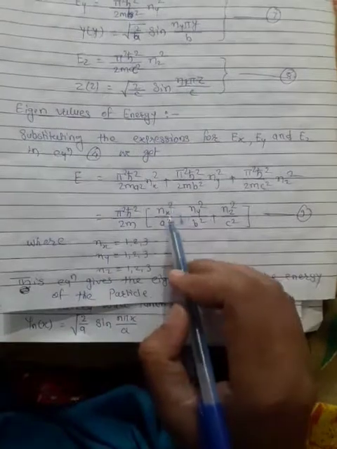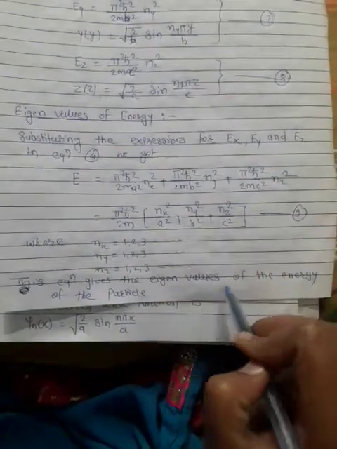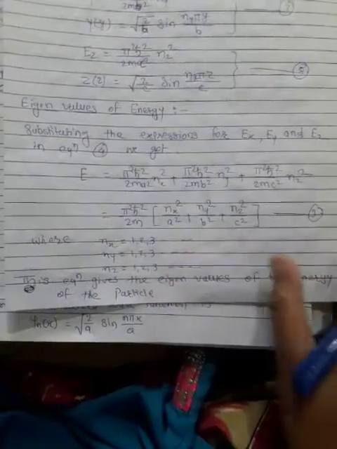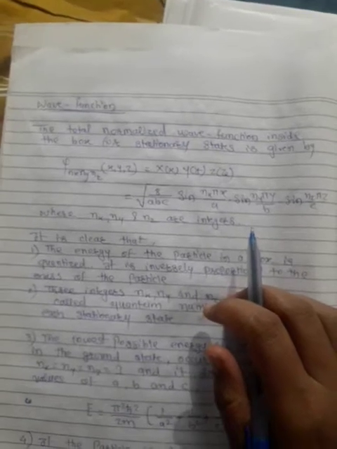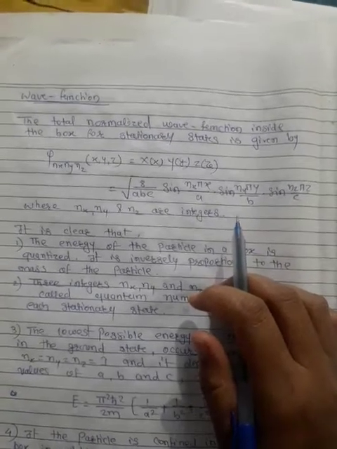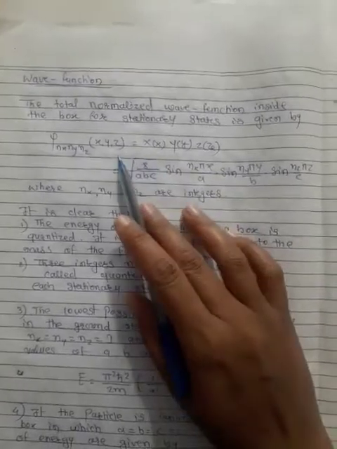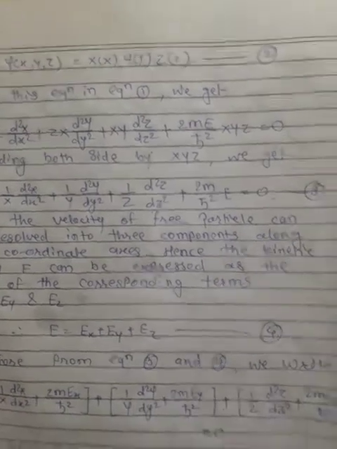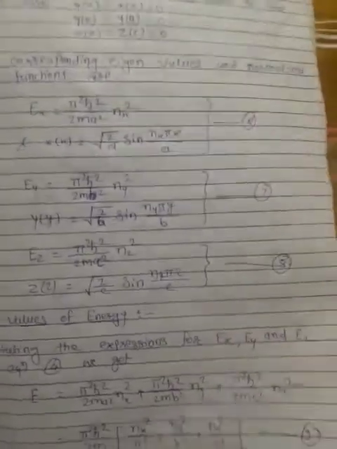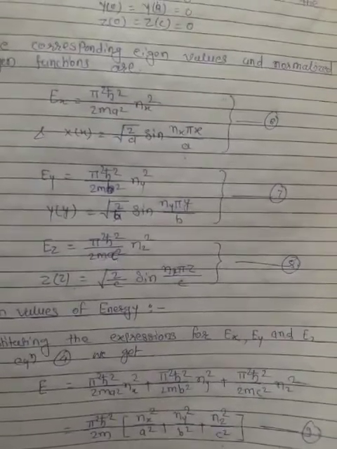This equation gives the eigenvalues of the energy of the particle in a cubical box. The next is the wave function. The total normalized wave function inside the box for the stationary state is given by, here, we also define psi as the product of X, Y, Z. Here in equation 2 we define psi(x, y, z) as the product of X, Y, Z. Therefore from equations 6, 7 and 8 we can substitute the values of X, Y, Z.